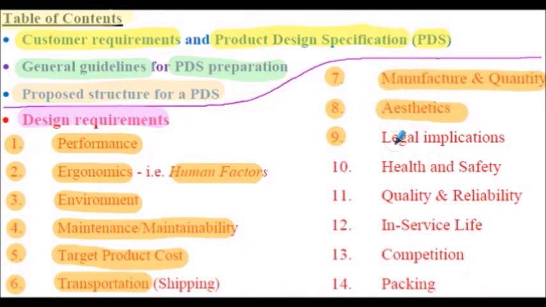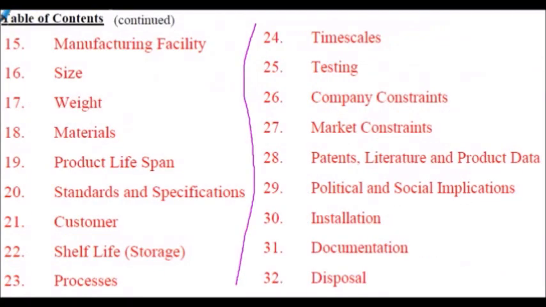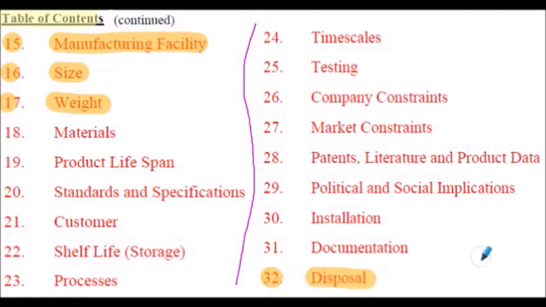8, aesthetics. 9, legal implications. 10, health and safety, and so it goes on. So this is the first 14 design requirements on this slide. And the table of contents continued. Design requirement 15, manufacturing facility. 16, size. 17, weight. So it goes on to 32, disposal on this slide.